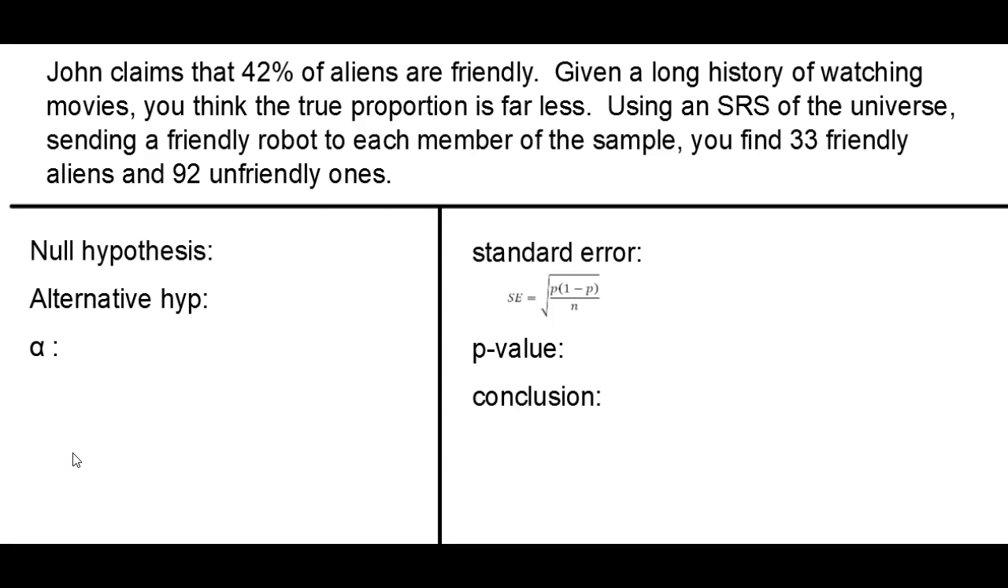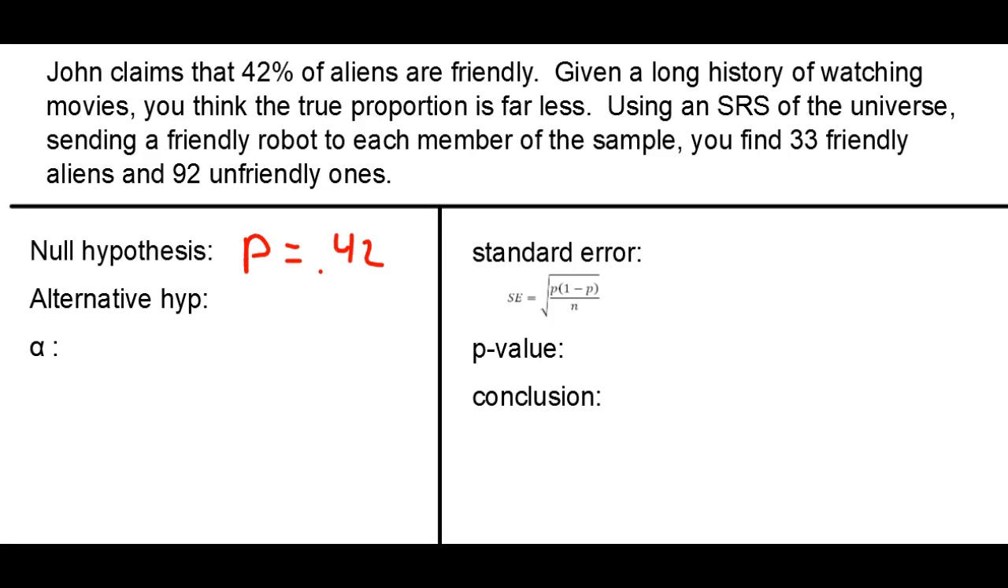So let's go ahead and create all the pieces of our hypothesis test so we know how to work this. It's going to start out the same as we do with the simulation. So our null hypothesis, we need to choose a symbol. It's always going to be mu for means or p for proportions. So we have a proportion, and so we will choose that. And it's always going to be equal to the claim. And in this case, that is 42% or 0.42.